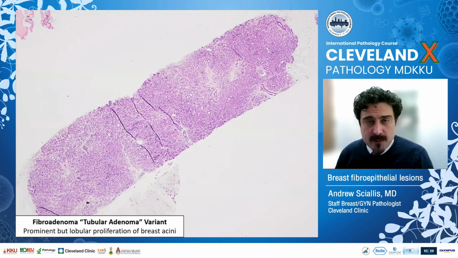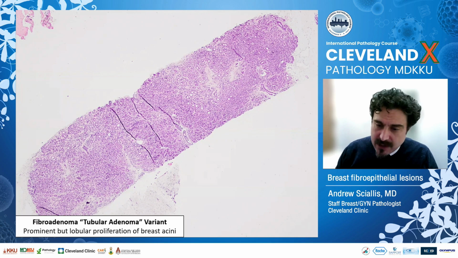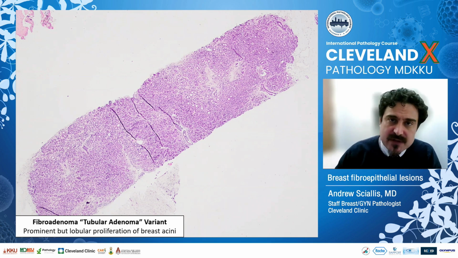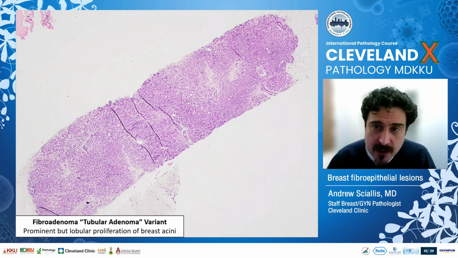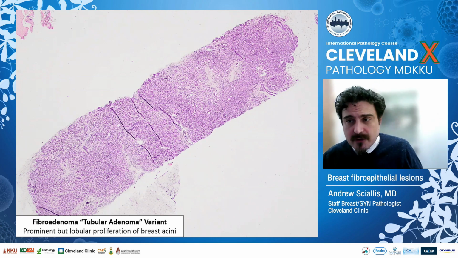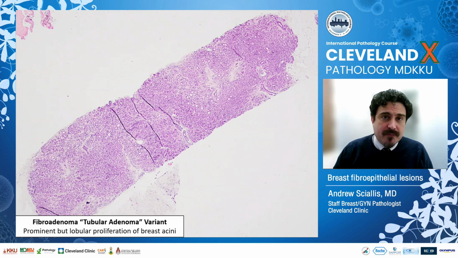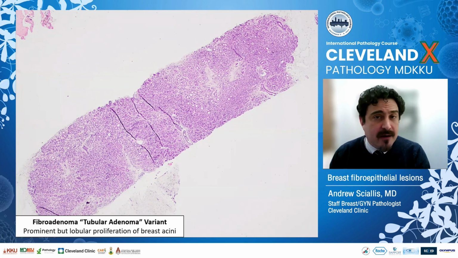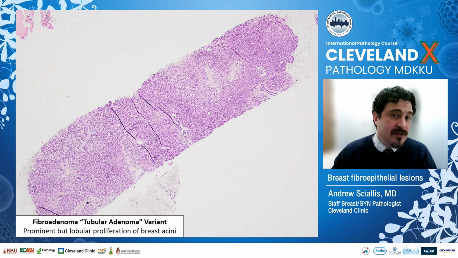The tubular adenoma variant is a prominent lobular proliferation of breast acini that happens to just form a mass for whatever reason. Sometimes in biopsies, these can be called nodular adenosis as well as tubular adenomas, but again, this really doesn't have any clinical significance so long as the radiologist is confident that what you're seeing under the microscope explains what they are seeing in breast imaging.